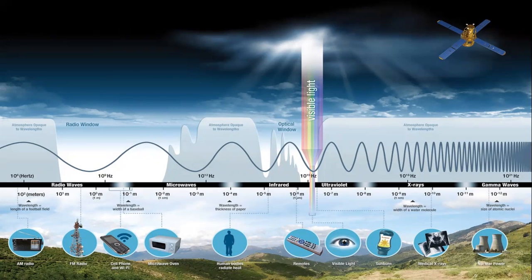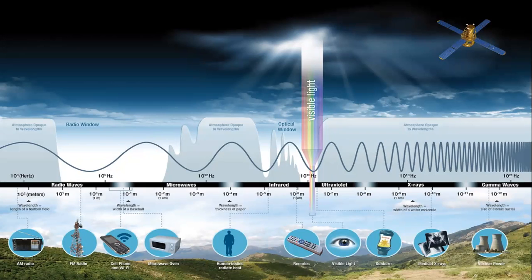On the left side of the electromagnetic spectrum diagram are radio waves and microwaves. Radio waves have the longest wavelengths and lowest frequencies of all electromagnetic waves. They also have the least amount of energy. On the right side of the diagram are X-rays and gamma rays. They have the shortest wavelengths and the highest frequencies of all electromagnetic waves. They also have the most energy.